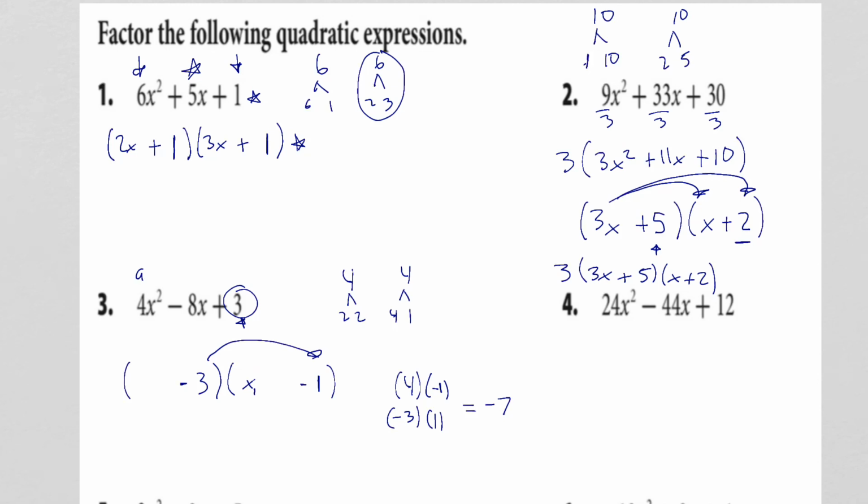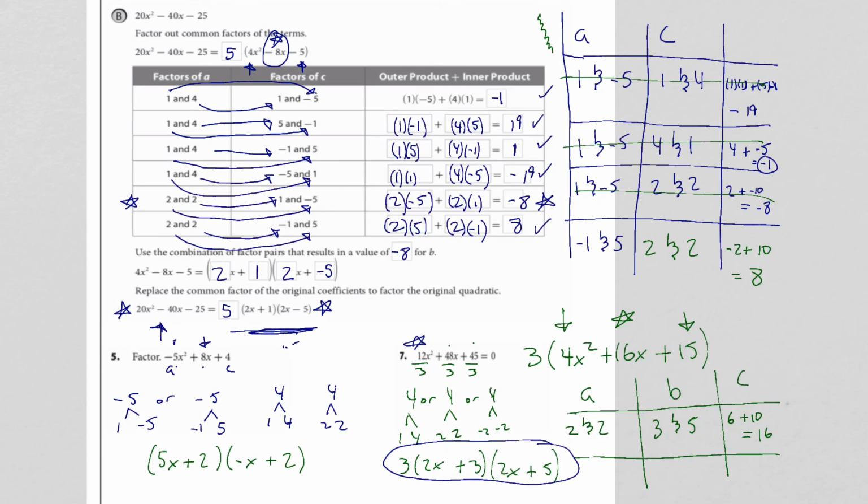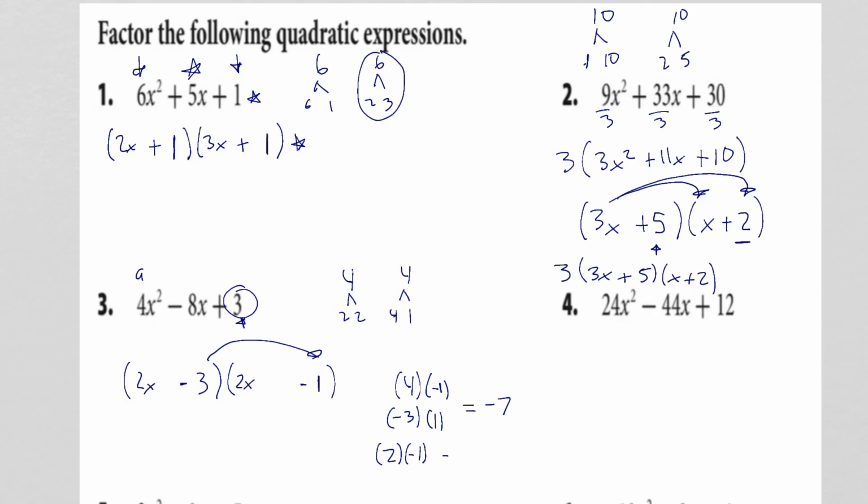So the only combination that's going to work, it appears, is if this were 2, and let's just see if that happens. And it would. That does work, because 2 times a negative 1 and negative 3 times a positive 2, when I add them together, you do get negative 8. So the factorization of this thing here is 2x minus 3 times 2x minus 1.